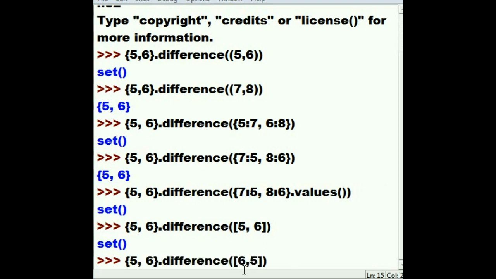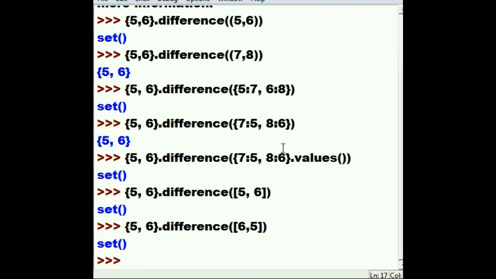Oh, but what if I get sneaky? What if I reverse the 5 and 6 here to 6 and 5? Now what will happen? It'll make a comparison. Will it see a difference? Or will it say, same contents, just different order? And it returns an empty set, and that's what it did. Same contents, different order, but it's the same. So it returns an empty set.